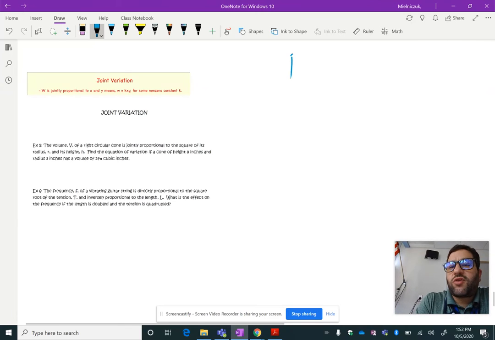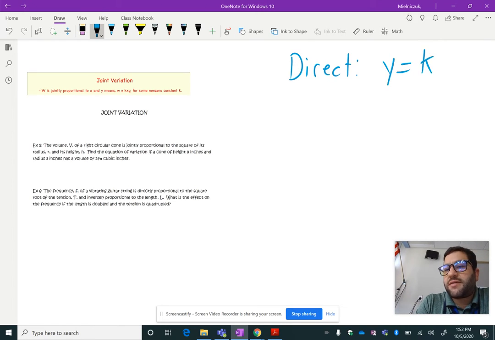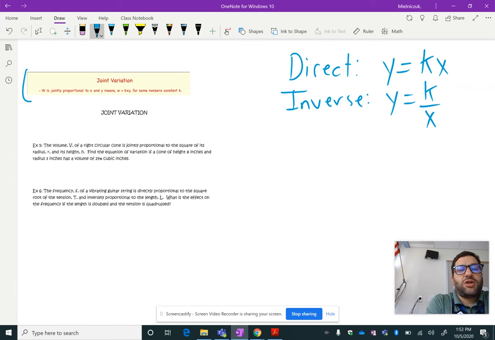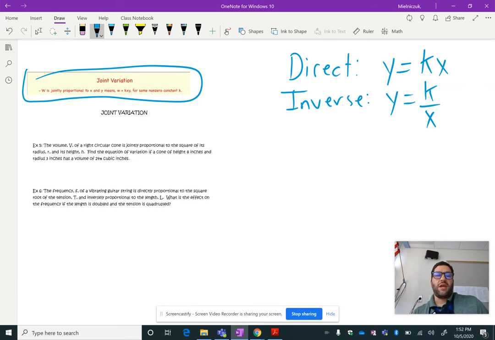Right, so we've taken a look at direct variation, which we know is y equals kx. We've looked at inverse, which we know is y equals k over x. Now we're going to look at joint. Joint variation is basically just saying that you can do more than two variables at a time.